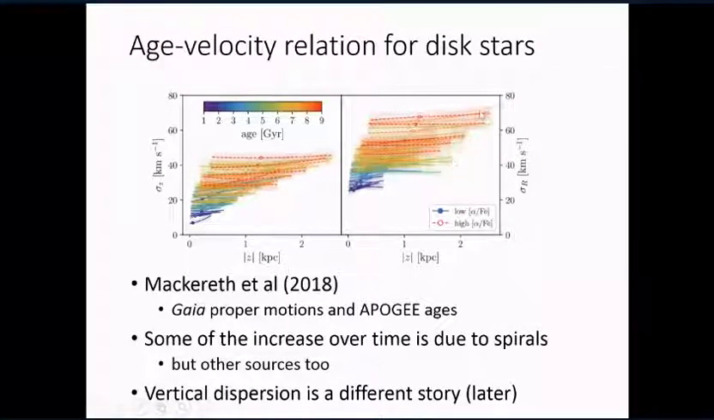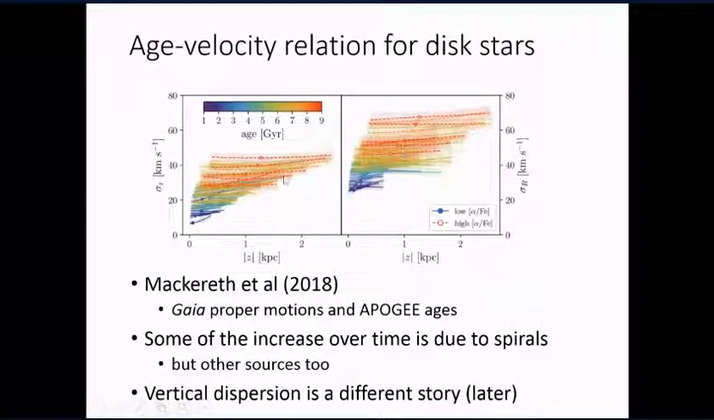Now, this is consistent with the increase in random motion over time, so the older stars have more random motion than the younger stars, and this is consistent with the idea of heating by spirals. But I don't want you to run away with the idea that spirals are the only source of heating, because clouds and any debris that falls into the disk from outside can also stir up the disk and create some random motion. So spirals are not the only agent for heating the disk.